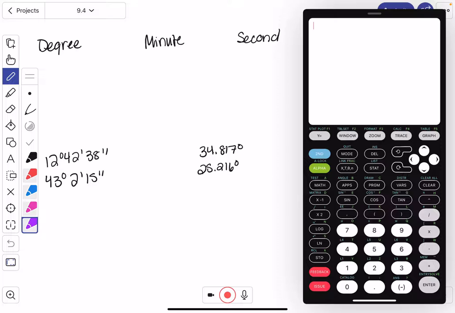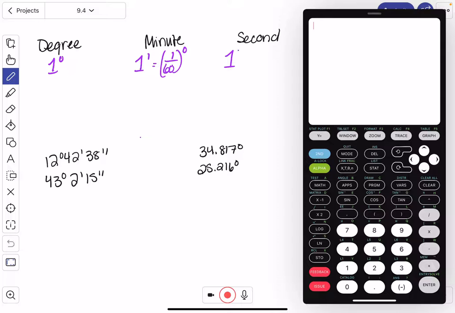Degrees can be written and broken down into degrees, minutes, and seconds. So 1 degree is written with the little circle sign. 1 minute is written with an apostrophe, and it's the equivalent of 1/60th of a degree. There's 60 minutes in a degree. Seconds has the double apostrophe there, and that's 1/60th of a minute, or 1/3600th of a degree. So 60 seconds in a minute, 60 minutes in a degree.